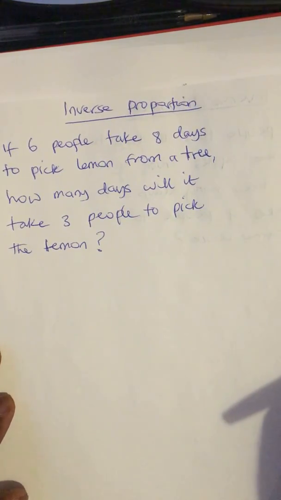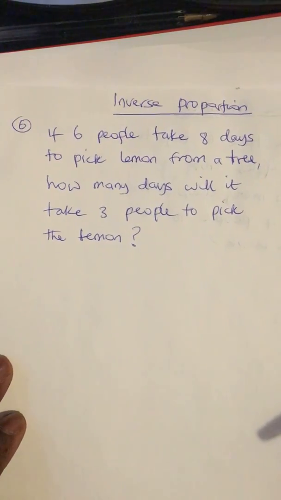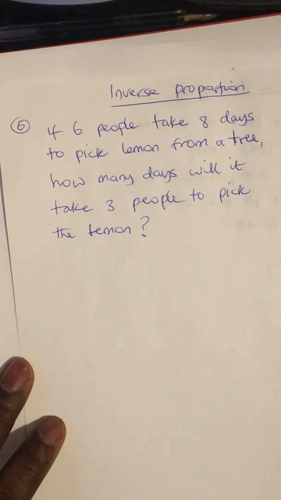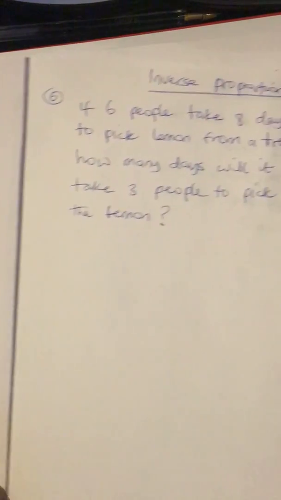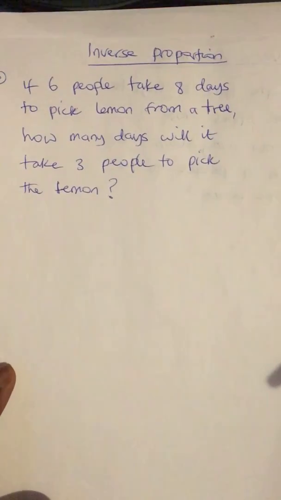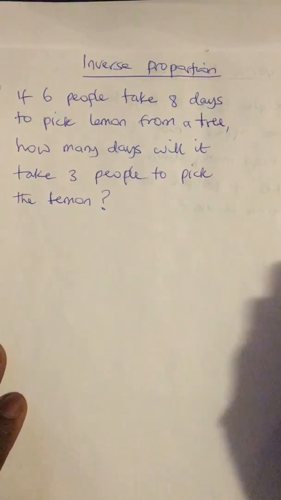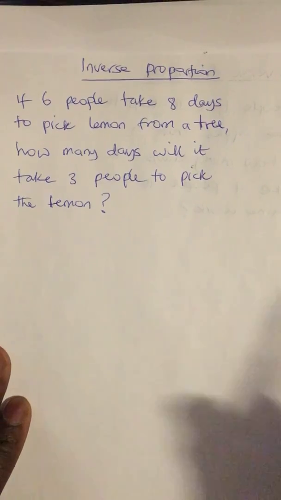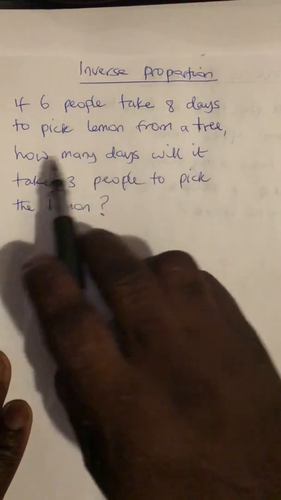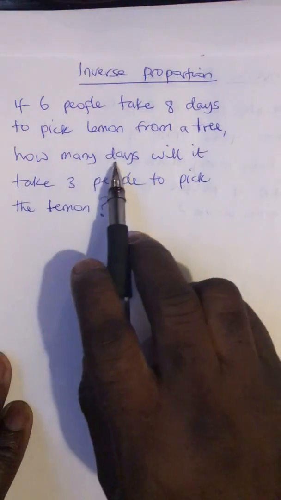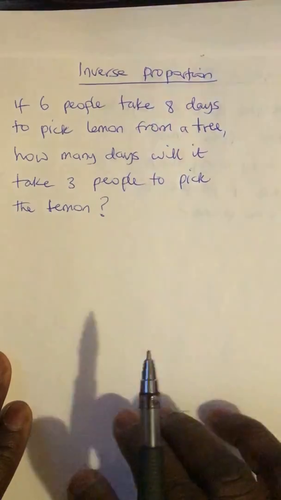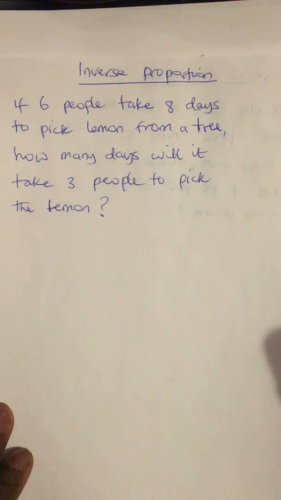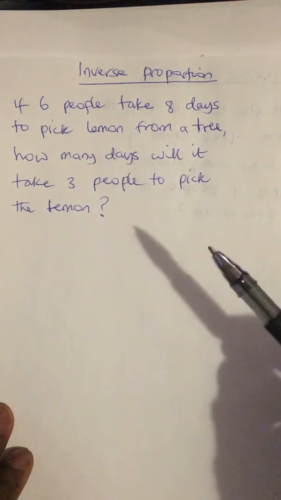So if we take this for example, inverse proportionality, let's use this as an example. Say if 6 people take 8 days to pick lemon from a tree, how many days will it take 3 people to pick the lemon? So we have here 6 people picking a lemon tree that took them 8 days, and they want 3 people to do the same job. So how long will it take them?